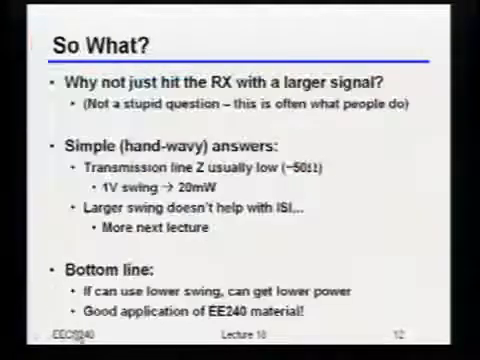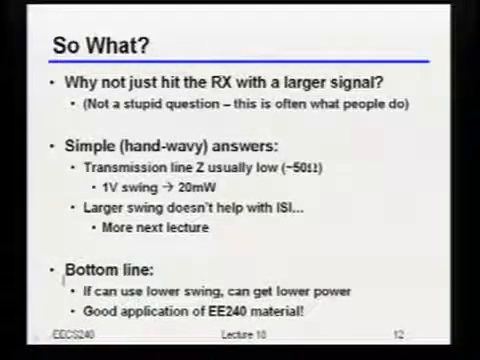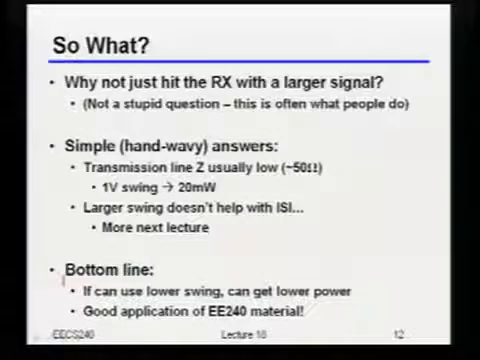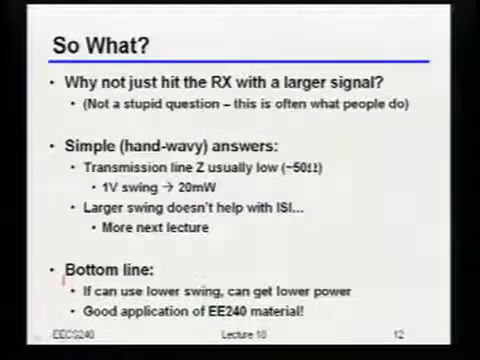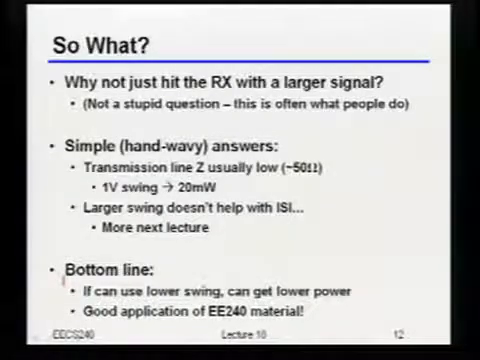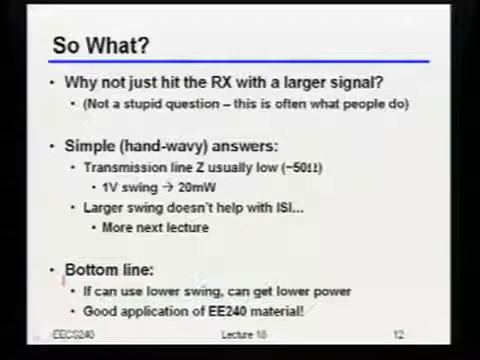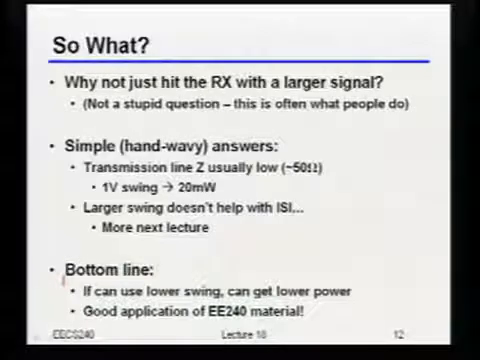Okay, so the question you might naturally ask now is, so what? Right? Okay, fine, we figured out what the minimum signal amplitude is. Maybe that comes out to be 10 millivolts or 20 millivolts or even 50 millivolts. So, okay, fine, we know what that is. Why don't we just build a transmitter that has way, way bigger swing than that? Why don't we make it like 400 or 500 millivolts or something?